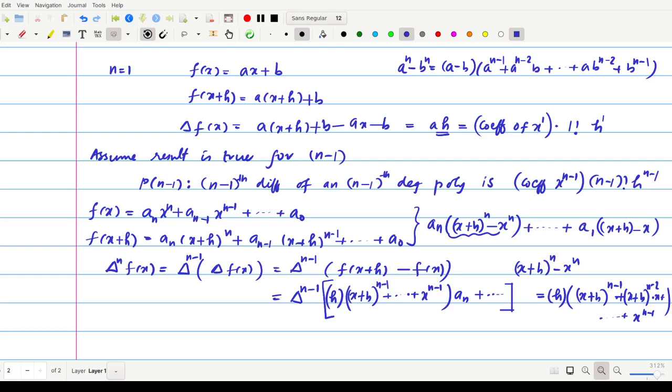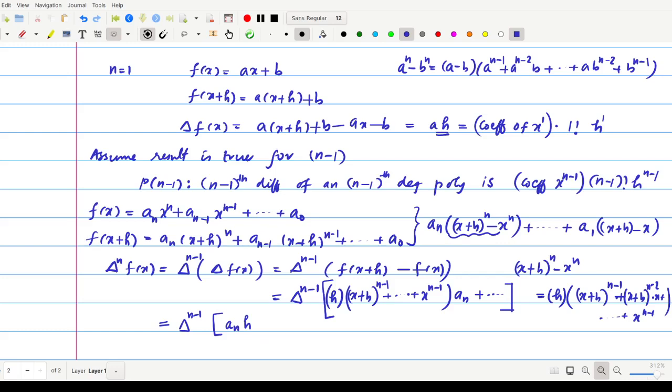All the other terms do not contain the x raised to n minus 1 term. So this is the leading term of this polynomial. Because this is Δ of n minus 1, we can use the induction hypothesis. Therefore we need to consider only the leading term of this polynomial. So Δ^(n-1) of this, we write it as a_n times h times the only terms containing x raised to n minus 1.